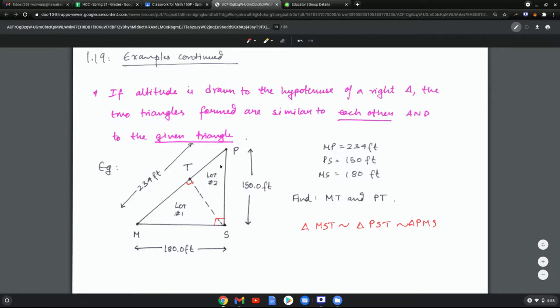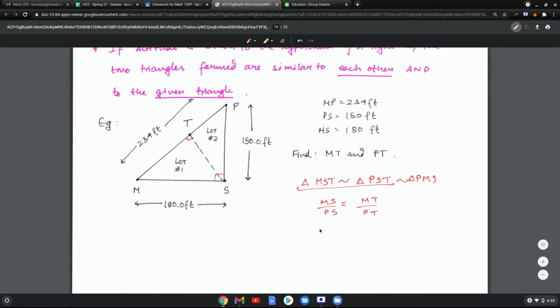In this problem, let's say you're given MP is 234, PS is 150, MS is 180. You have to find MT and PT. First of all, let's look at the two smaller triangles. In these two smaller triangles, I have MS over PS equals MT over PT. I know MS is 180 and PS is 150.